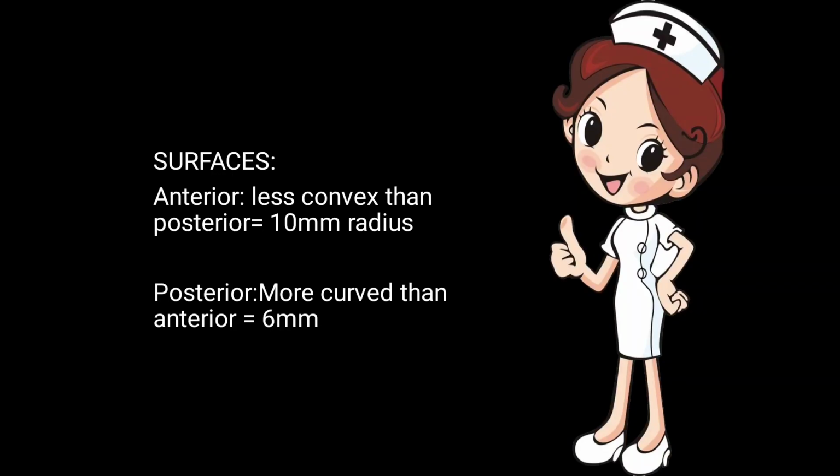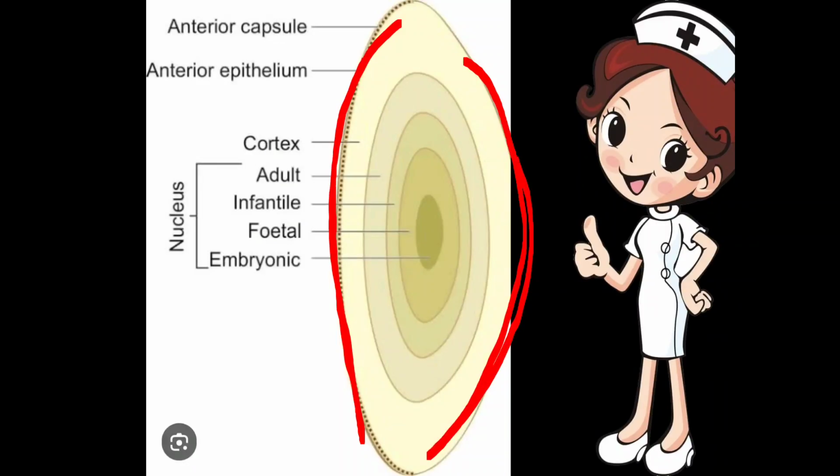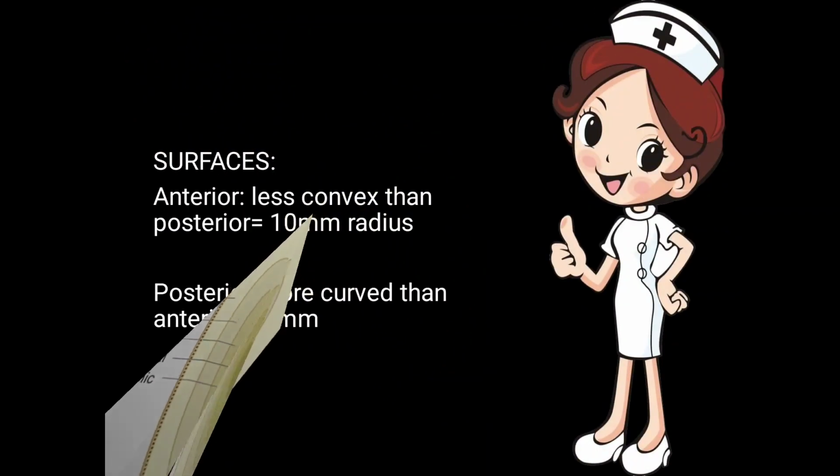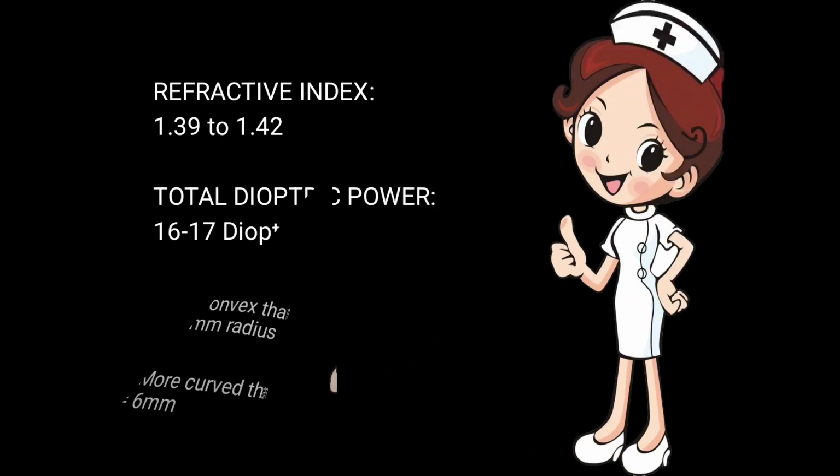Next is the surfaces. It has two surfaces, anterior surface as well as the posterior surface. The anterior surface, as you can see, is less convex as compared to the posterior surface, which is more convex. According to the convexity, the radius of the anterior surface is 10 mm and the posterior surface is 6 mm.